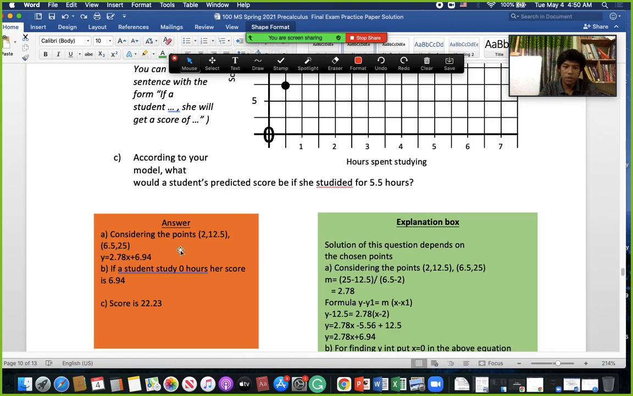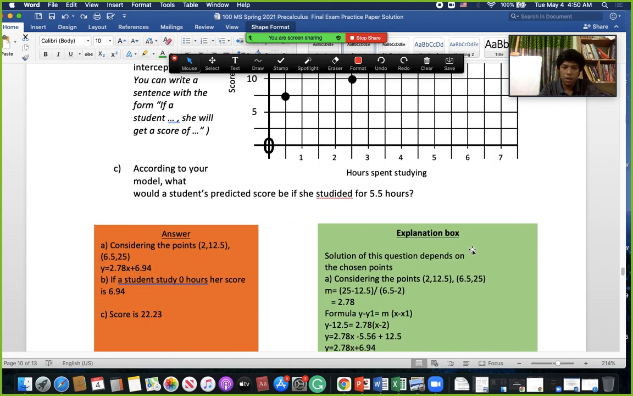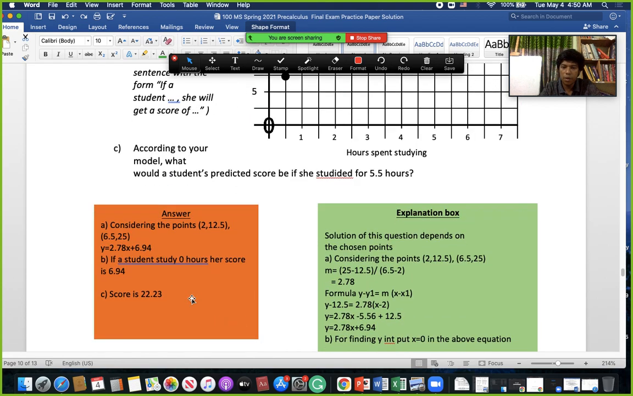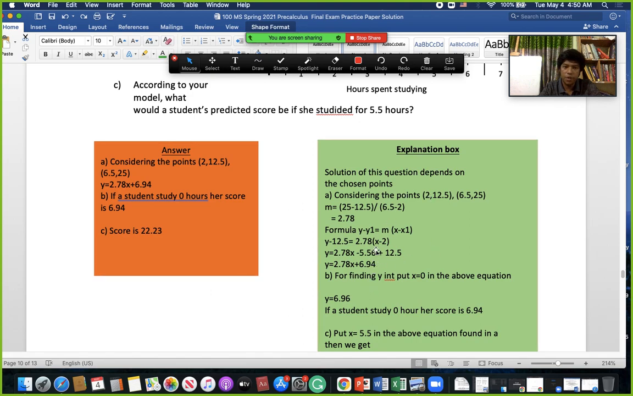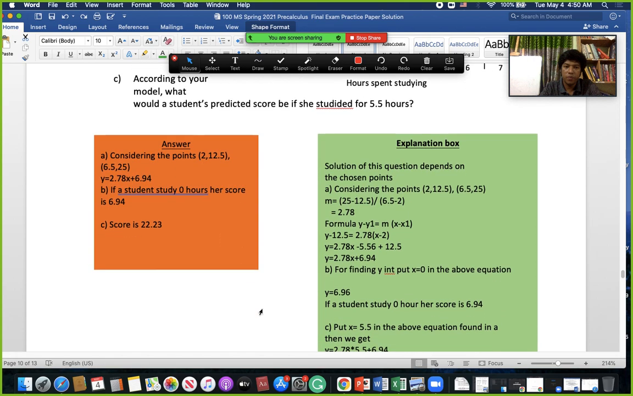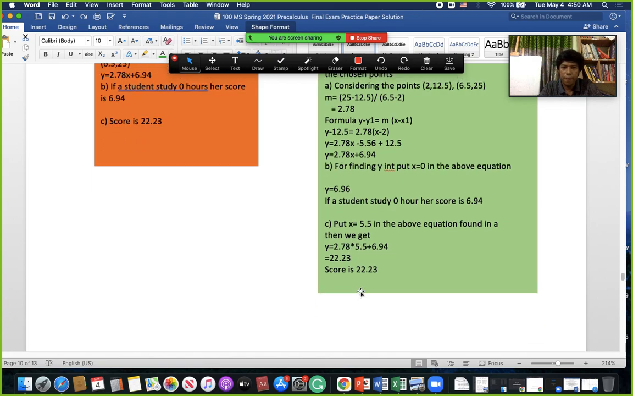So this is the equation we get by choosing 2, 12.5 and 6.5. So 2, 12.5, that means this point, and 6.5, which is this point. So this point and this point give us this answer. Okay. Calculation is done here. Just if you're curious, you can have a look. And for 0 hours, you can put 0. The answer is this. And for another question, like 5.5 hours, you put 5.5 and then you do the calculation. 5.5 is here. Calculation is done here.